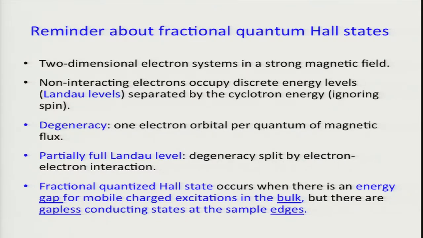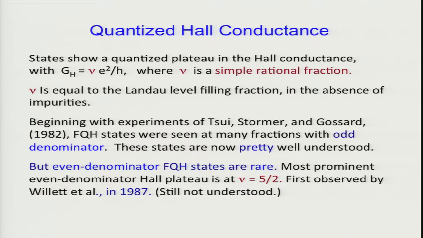These are the fractional quantized Hall states. There's an energy gap in the pure system. If you have impurities, there could be some states in the gap, but they are localized states that don't conduct electricity. So the quantized Hall states occur when you have an energy gap for mobile excitations in the bulk of the system. Even though you have an energy gap in the bulk, there always will be gapless excitations around the edge of the system. These gapless excitations can conduct electricity, and they're responsible for the Hall conductance.